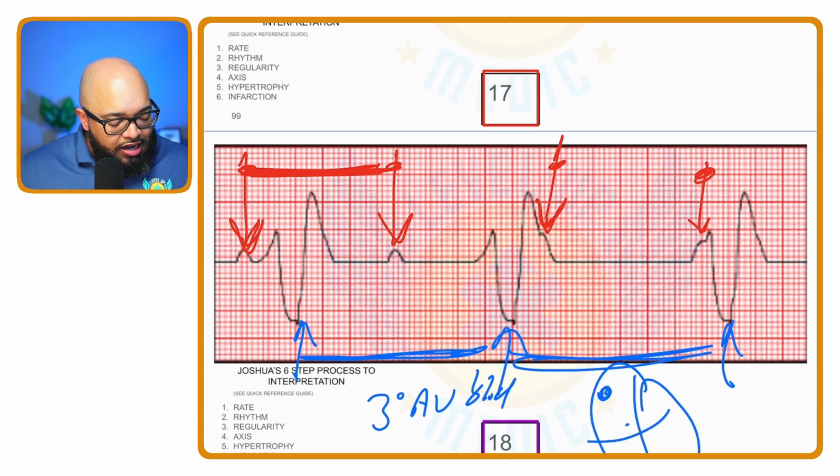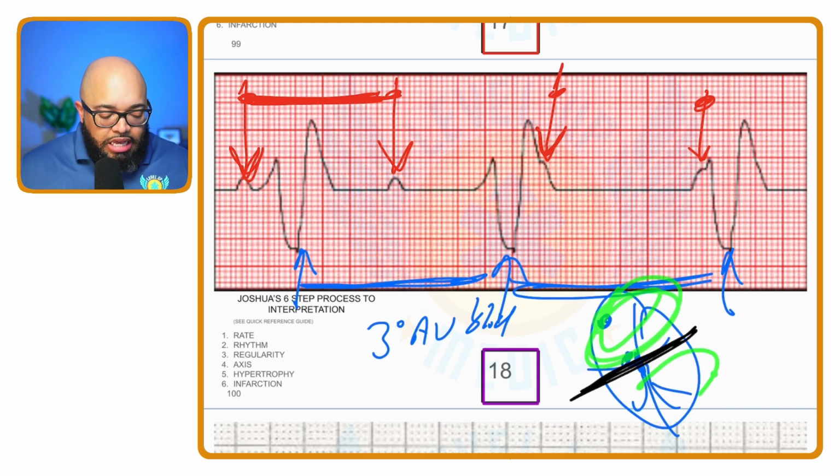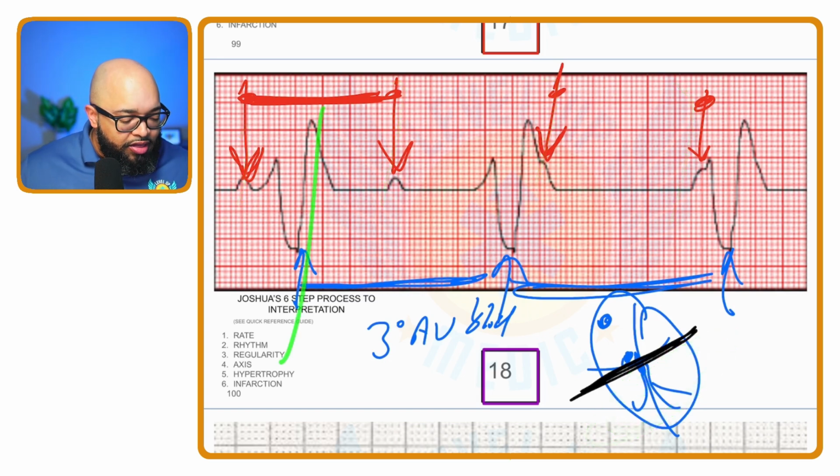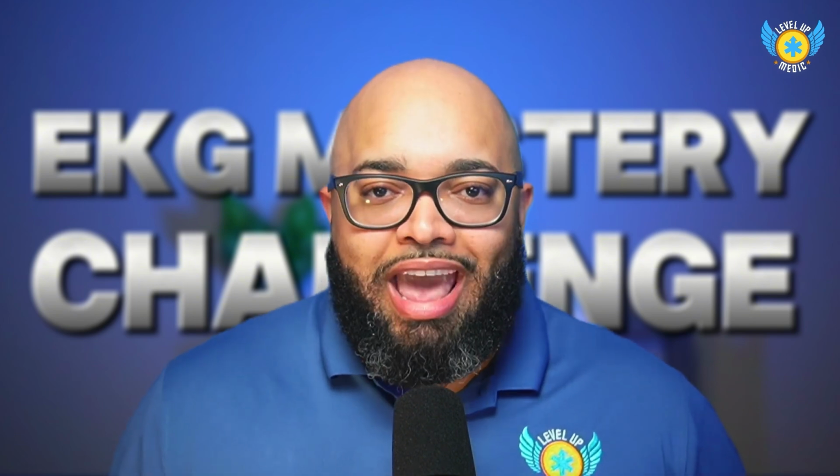Remember how we have the SA node, the AV node, the bundle of His, and then the right and left bundle branches, right? Well, this is the example where we have a complete block here. So no signal is passing from the atria to the ventricles. That's why the atria are up here doing their own thing. That's the P wave doing its own thing. And down here in the ventricles, they're just doing their own thing. That's why the QRS is doing its own thing. So this is an example of a third degree AV block.